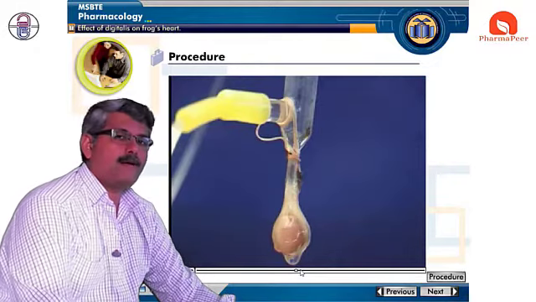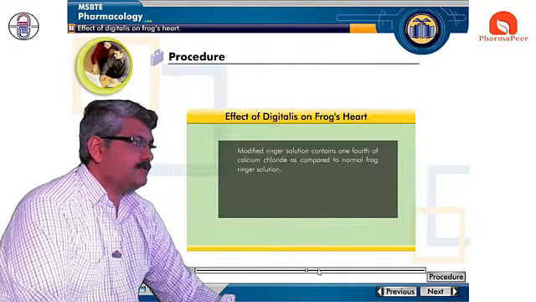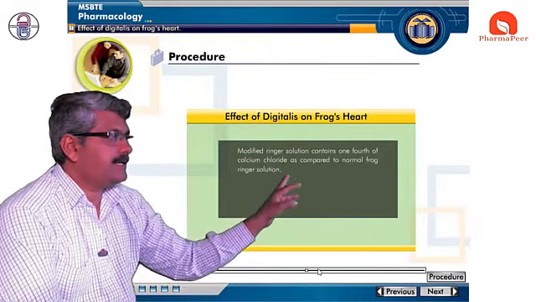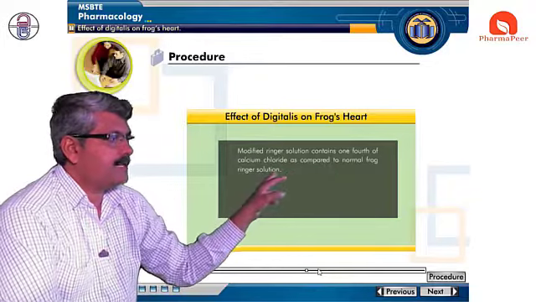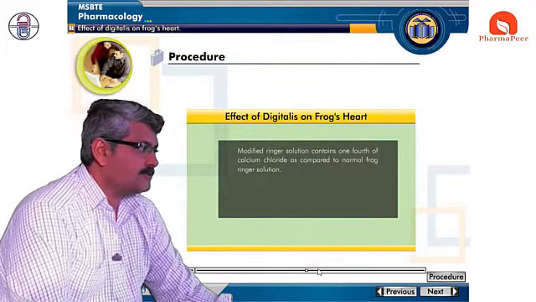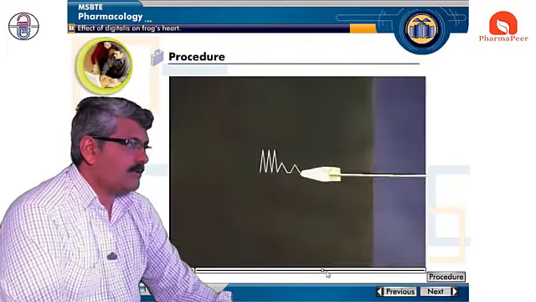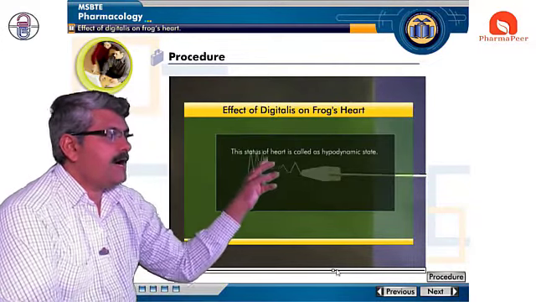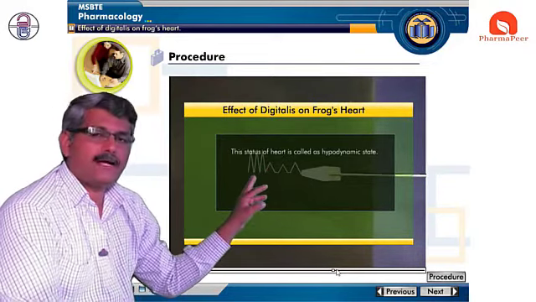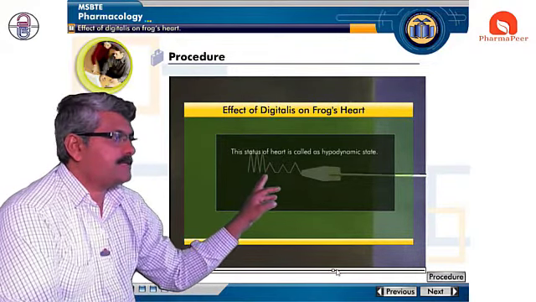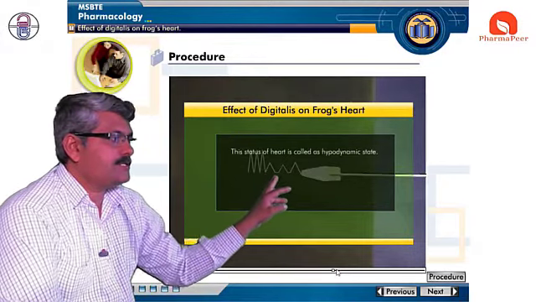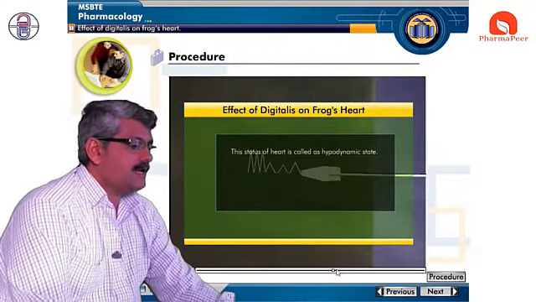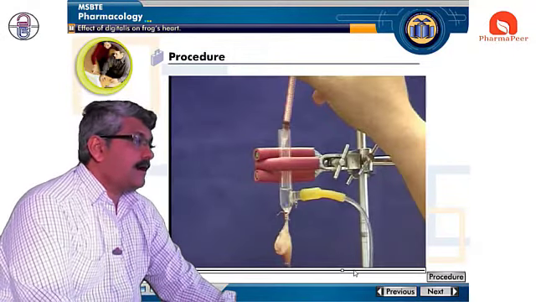After that, we gave a modified Ringer solution, which contains calcium chloride at one-fourth that of the normal frog Ringer solution. So this normal heart gets converted into the hypodynamic state. Once the modified Ringer solution is started, its cardiac activities get reduced and contracting abilities get reduced. Now it is clear that the heart is in a hypodynamic state.